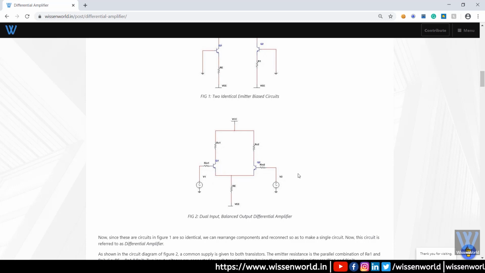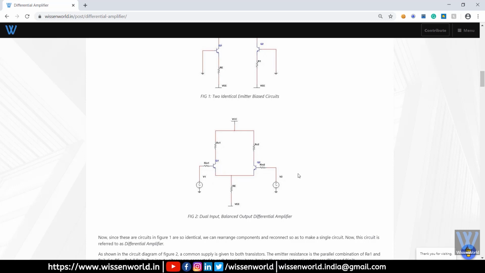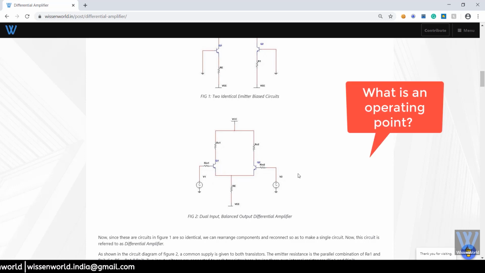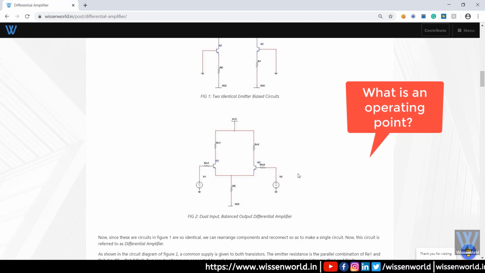Now let's come to the DC analysis of dual input balanced output differential amplifier. For DC analysis, what we do is we find the operating point values for the circuit. Now what is an operating point? An operating point is a DC voltage or current at a specific point when no input signal is applied. It is also called as bias point or Q point.